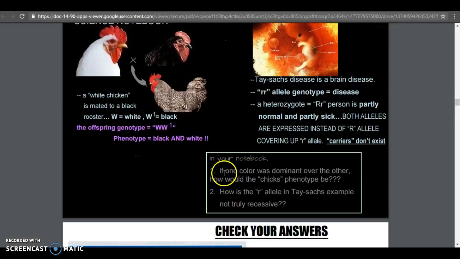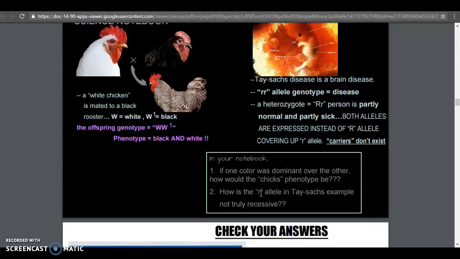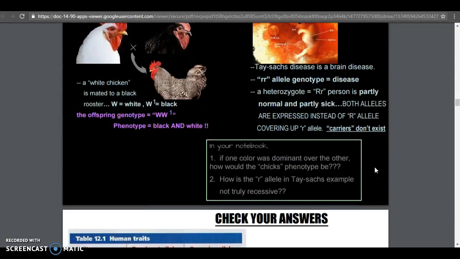It says, in your notebook, so in your notes, if one color was dominant over the other, how would the chick's phenotype be? So based on the chickens, if one of these colors was dominant over the other, what would you expect the babies to look like? Now remember, in this example, there's two dominant. But this question is asking, if it was the traditional situation where one was dominant over the other, how would the chickens be? And then question number 2 is, how is the R allele in Tay-Sachs disease, on the right side here, not truly recessive? We've already kind of discussed it. Good luck.